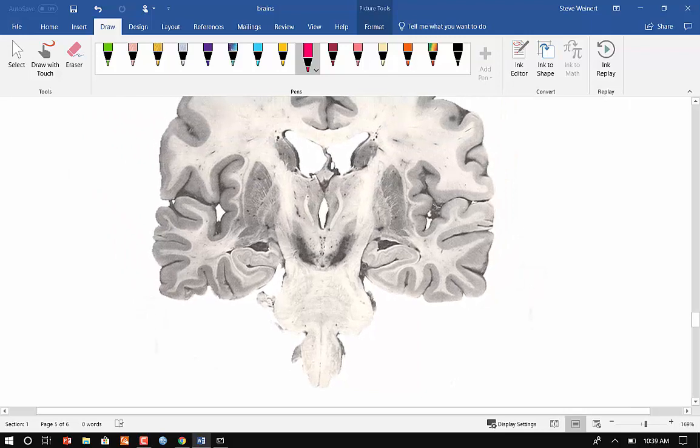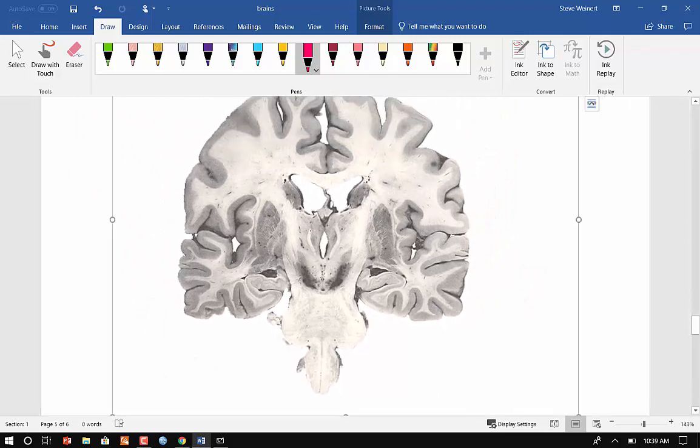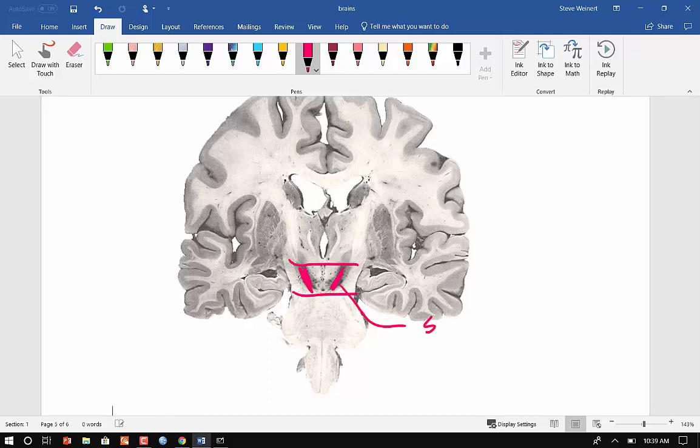Okay. So now, as we go up, here's the pons. Here is the midbrain. This is called the substantia nigra. Hit the one side of the lights back on, please. Thank you. Okay. Sorry with your phone trying to cut. Okay.